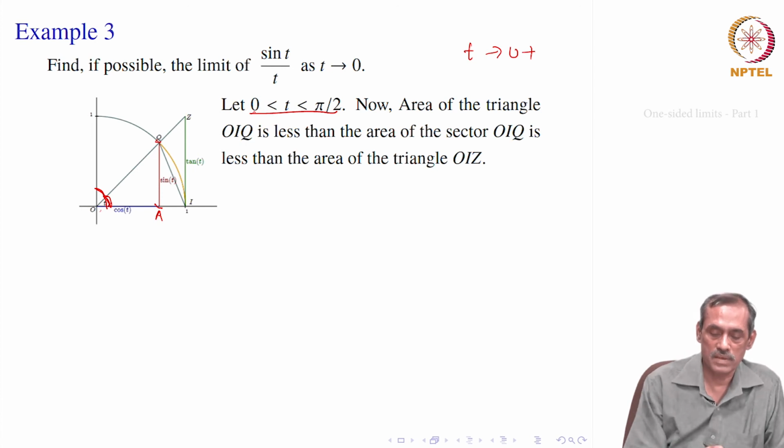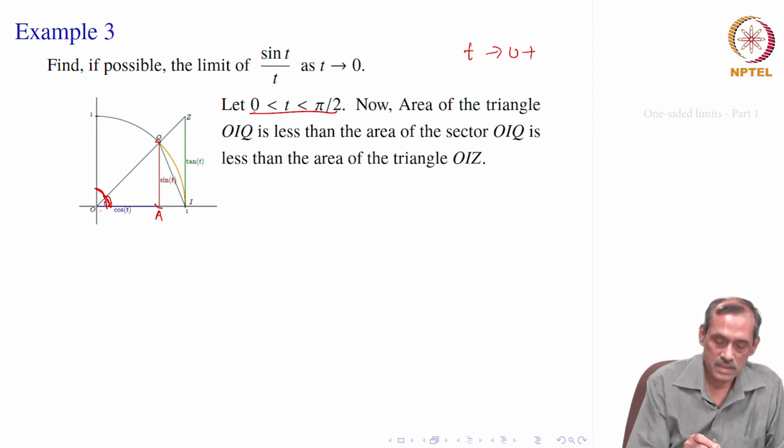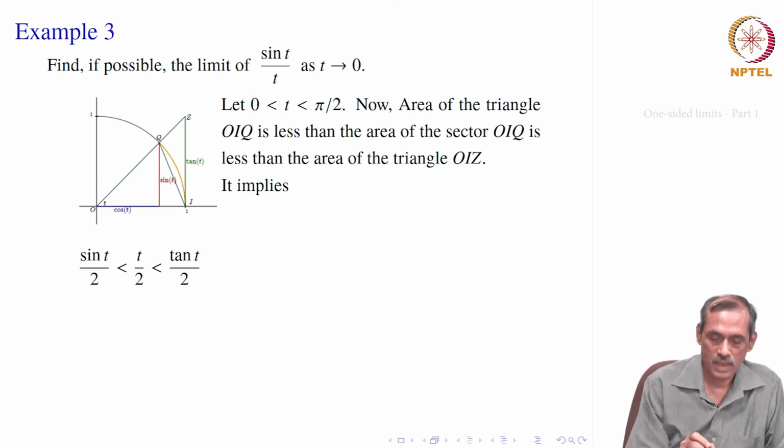Now, you can go for the formulas of the area. So, for triangle OIQ, it is half, base is 1 and perpendicular is sin T. So, it is sin T by 2. Sin T by 2 is the area of the triangle OIQ.